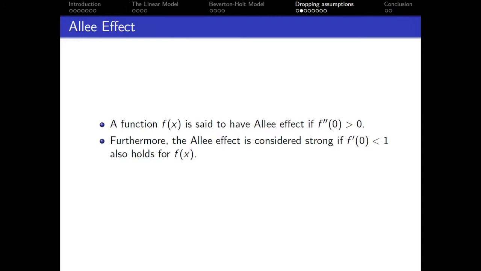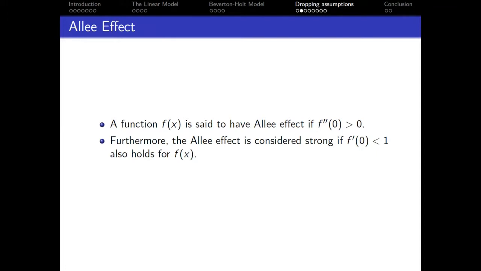In dropping this assumption, we can no longer use Lewis and Li's findings that if g prime of 0 times e to the alpha is greater than 1, then a positive equilibrium exists. Past research has shown that many models with g prime of 0 equals 0 have Allee effect. Thus, to find suitable g functions, we first analyzed several common functions to see if they have Allee effect when composited into our equations 3 and 4.